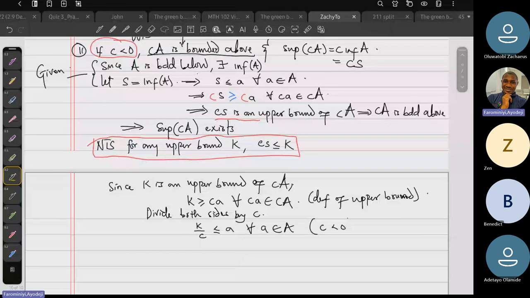And what does this mean? If K over C is less than or equal to A for all A in A, what does that mean? It is the upper bound of A? No, no. It is the supremum of A or something? That's not what it means. K over C is less than or equal to A for all A in A. It is not the infimum, but it is what? It is a lower bound of A.